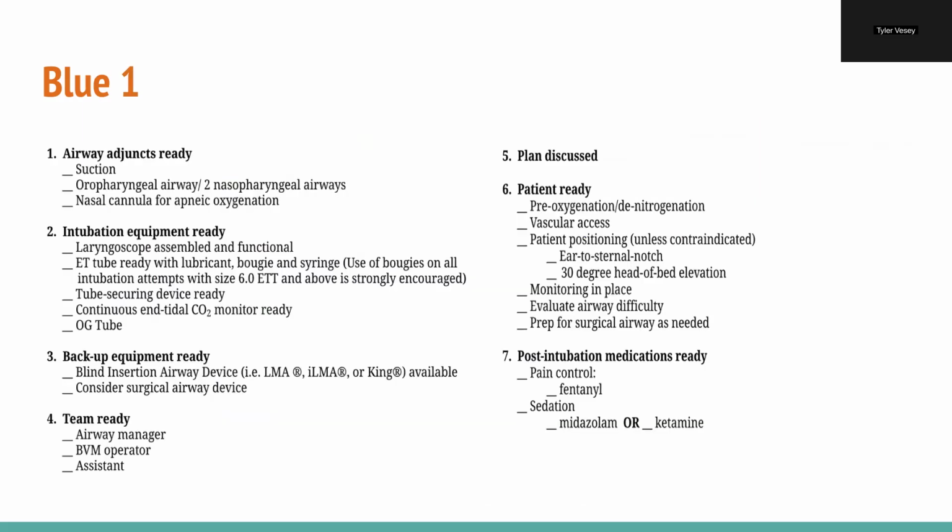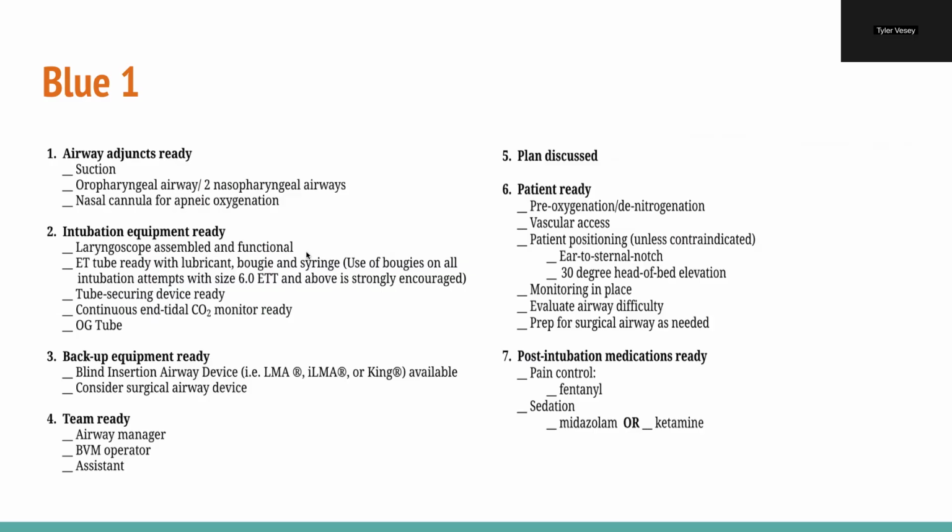So the blue one is going to be our intubation prep list. Airway adjuncts ready. If we're getting ready to intubate the patient, we should start by throwing in an OPA or two NPAs and oxygenating them prior, and have the nasal cannula in there for apneic oxygenation. Remember, we're trying to wash out all that dead space in the lungs and get as much oxygen available. It gives us a little more time on our intubation attempt.